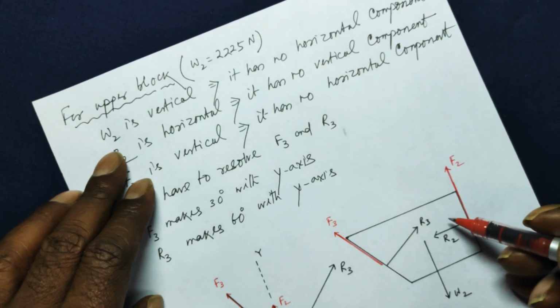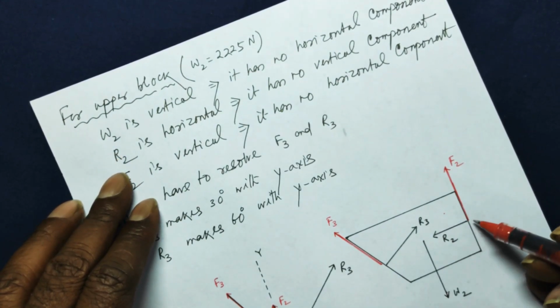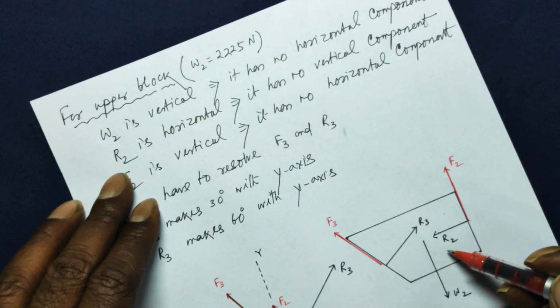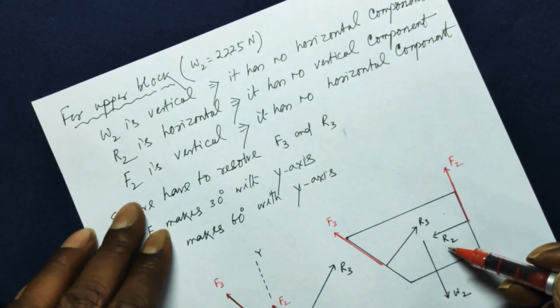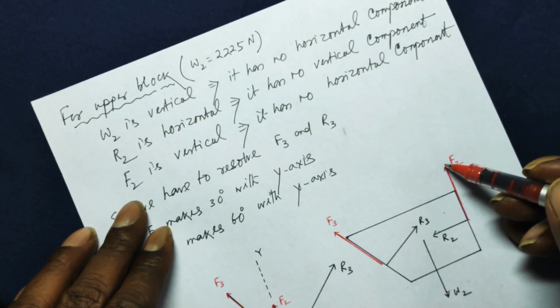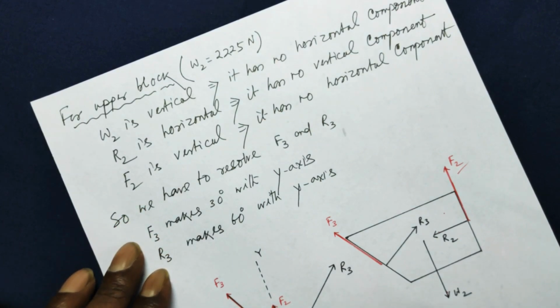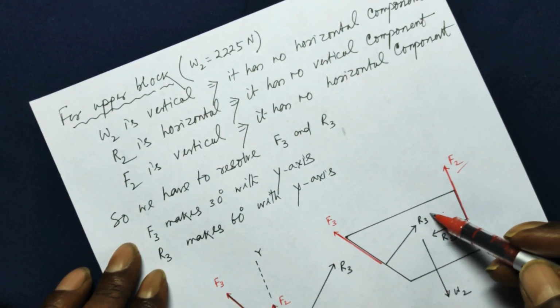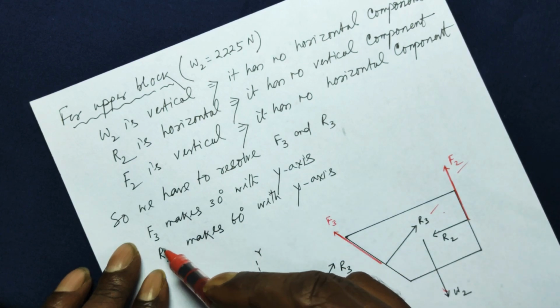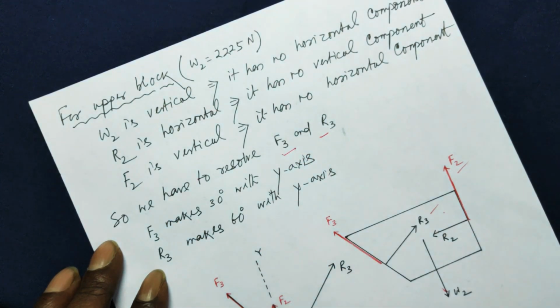W2 on the upper block is acting vertically downward, so it doesn't have a horizontal component. R2 is horizontal, so R2 doesn't have a vertical component. F2 is also vertical, therefore this F2 does not have a horizontal component. So we are left with R3 and F3.